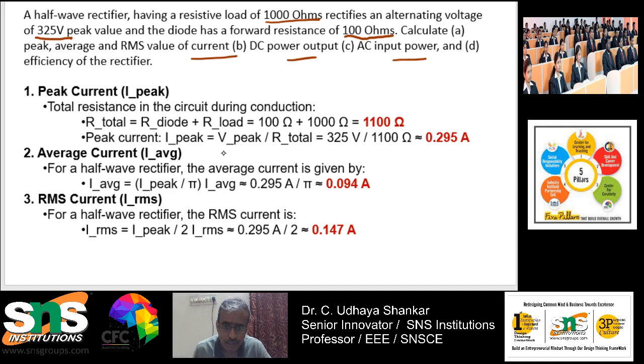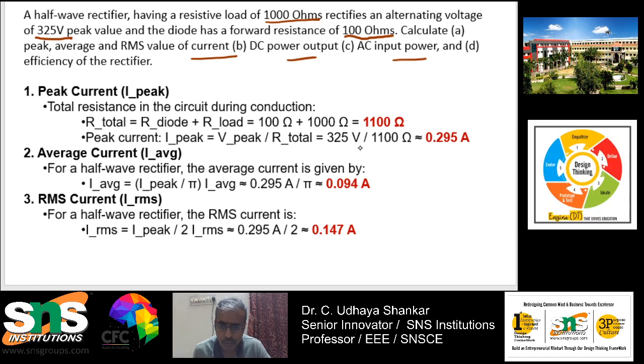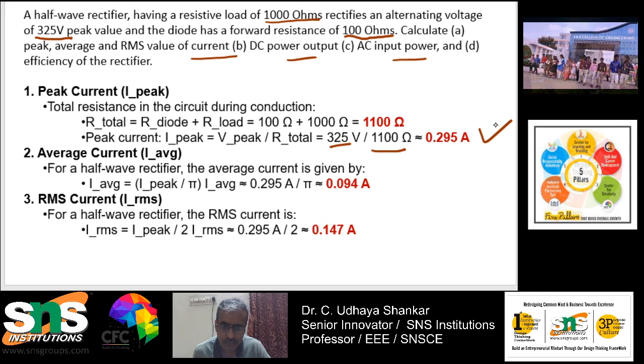Peak current will be equal to peak voltage divided by total resistance. The total resistance is 1100 ohms. Why is it 1100 ohms? Because the total resistance is the diode resistance plus the load resistance. Since the source resistance is not given, it is taken as negligible, that is 0. So, 325 divided by 1100, and you will get the answer as 0.295 amps.